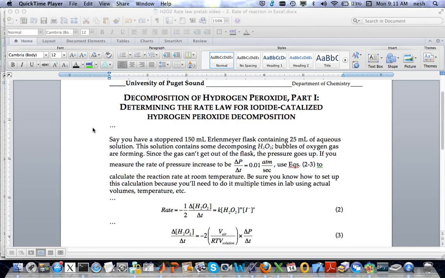Stephen Neshaba, and I'm here to help you out with the second calculation having to do with the pre-lab of the decomposition of hydrogen peroxide lab that you'll be doing in the first lab of the semester.